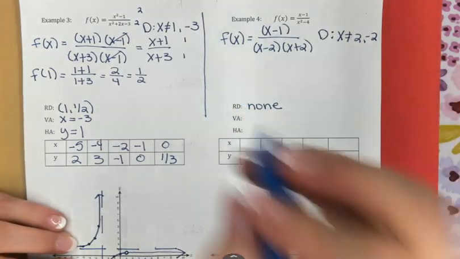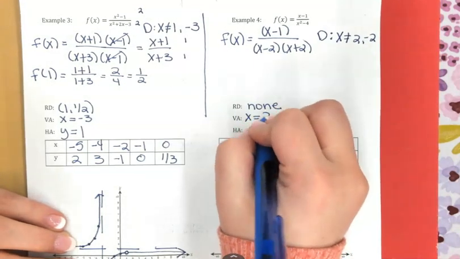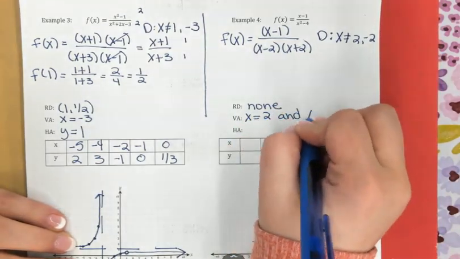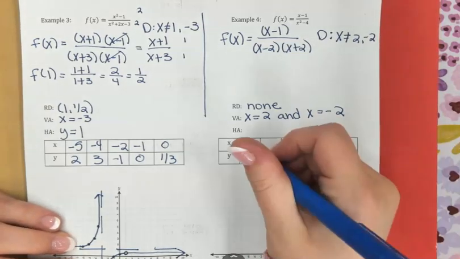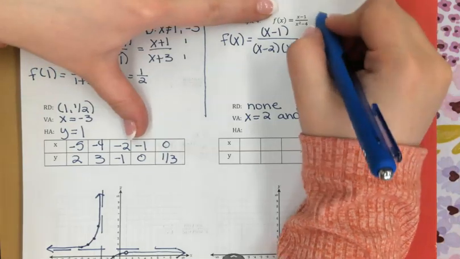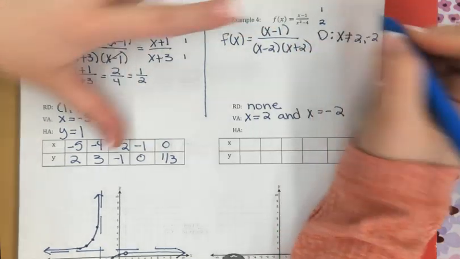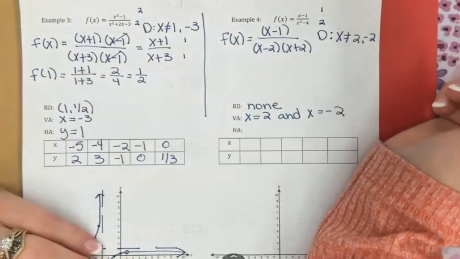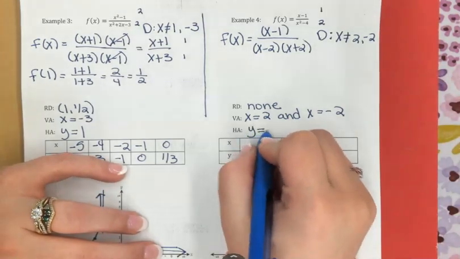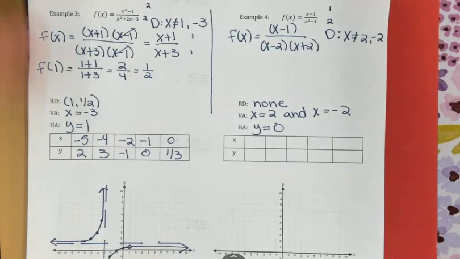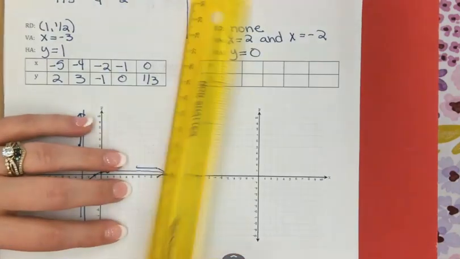Instead, I'm going to have two vertical asymptotes at x equals 2 and x equals -2. Now moving on to my horizontal asymptote, my degree in the top is 1, my degree in the bottom is 2. It's bigger on bottom, so BOBO, that means that my horizontal asymptote is going to be at y equals 0. So I'm going to go ahead and get those asymptotes on my graph.